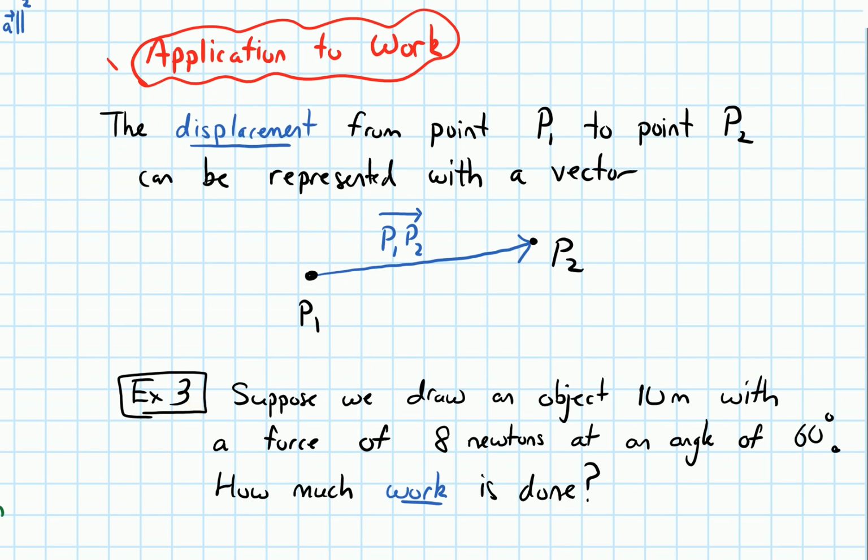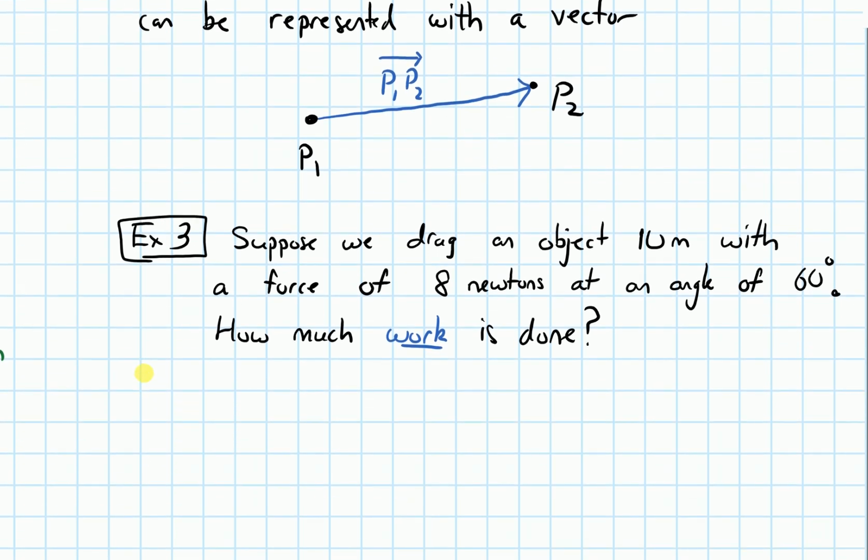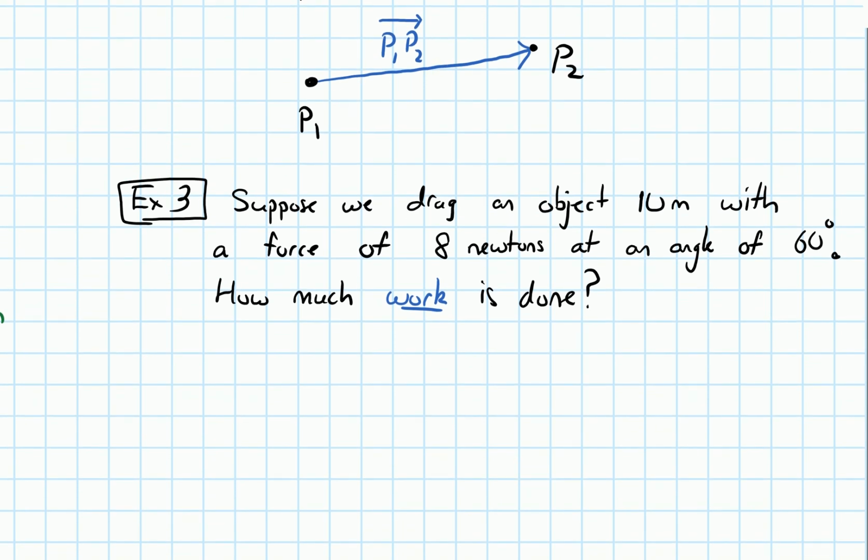The example is, suppose that we drag an object 10 meters with a force of 8 newtons at an angle of 60 degrees. How much work is done? First off, work is a concept that's discussed in physics. If you haven't seen work before, don't worry about it. I'm going to give a brief overview of how it's computed and how it relates to the dot product.